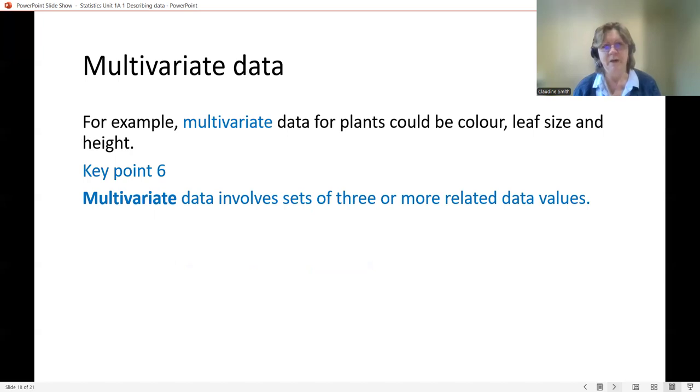Multivariate data. For example, multivariate data for plants could be colour, leaf size, and height. So key point 6, multivariate data involves sets of 3 or more related data values. So remember, if you only have 2 sets of data values, we call it bivariate data. But if we have 3 or more sets of values, we call it multivariate data.